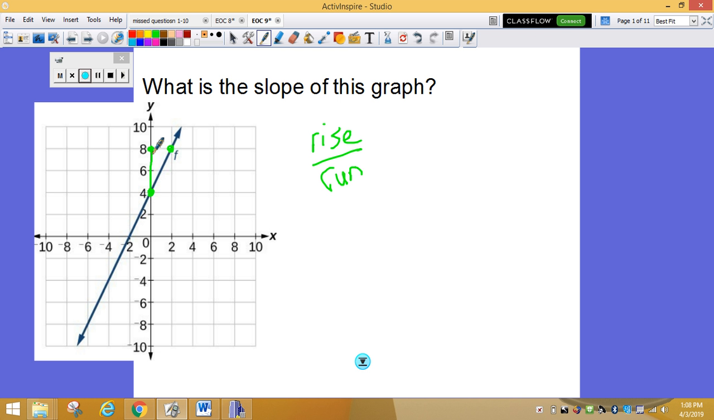So how many am I rising? It's not 2, and that's what I want you to see in this graph. I'm not going up 1, 2. I'm going from 4 to 8, so that really means I'm rising 4. And then running, I'm going from 0 to 2, so I'm running 2. My slope is rise, which was 4, over run, which was 2. And 4 divided by 2 is 2. So that slope is 2.